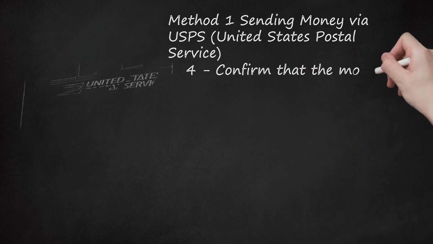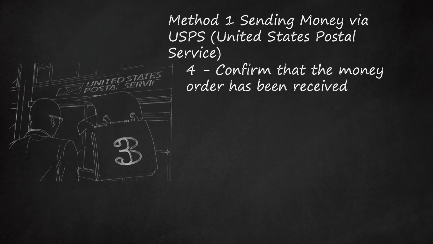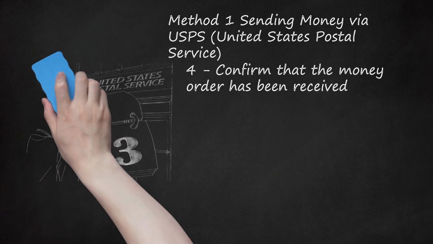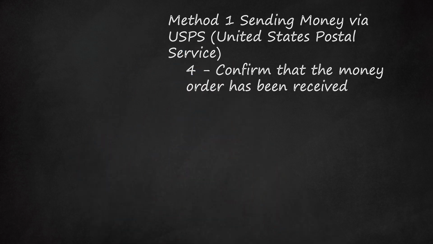4. Confirm that the money order has been received. Domestic money orders take 1-3 days to be delivered. International orders can take longer. If your money order is lost, stolen, or damaged, you can have it replaced by USPS. There is a $6.10 processing fee in such cases. Visit your local post office immediately to complete and submit PS Form 6401 Money Order Inquiry.